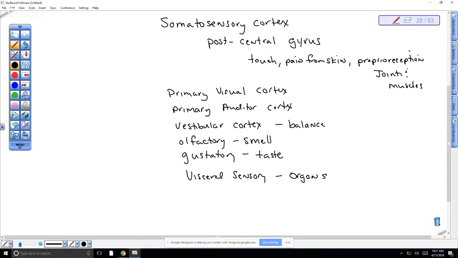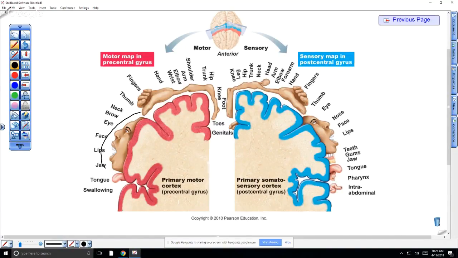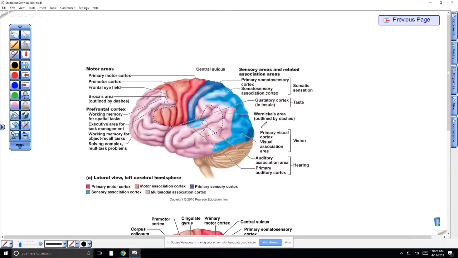Okay, so if we look at these different areas in the brain, the visual cortex is actually near the back. And so you can see here that right near the back is the visual cortex. So if somebody gets hit in the back of the head, that can sometimes affect your vision, right? And then notice that right next to it is an association area.